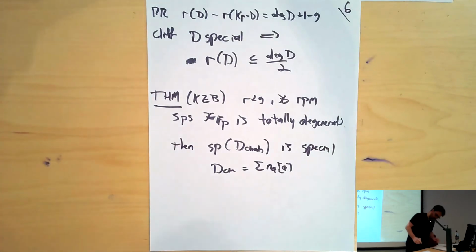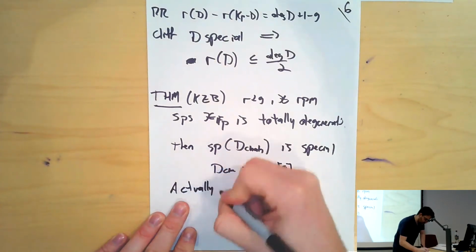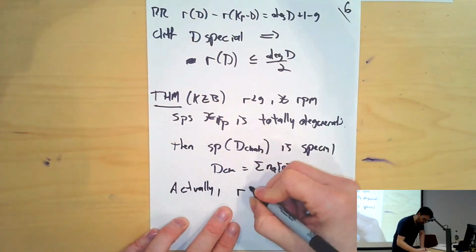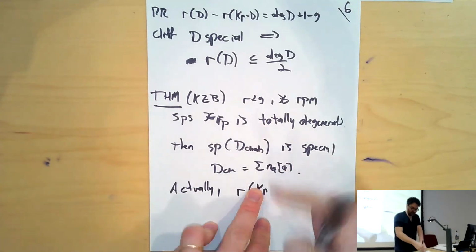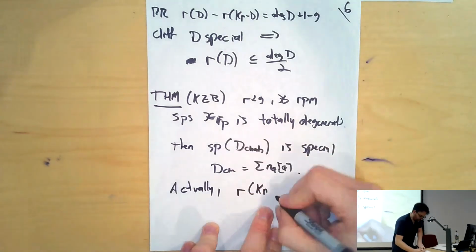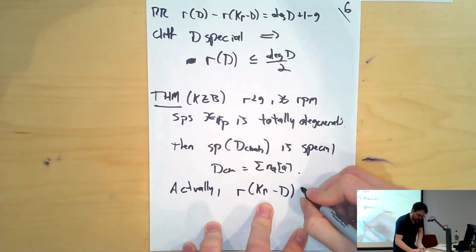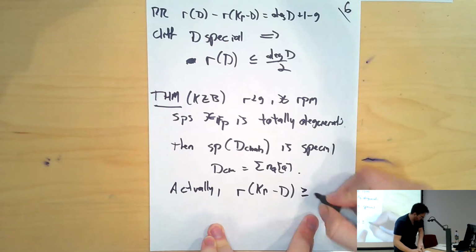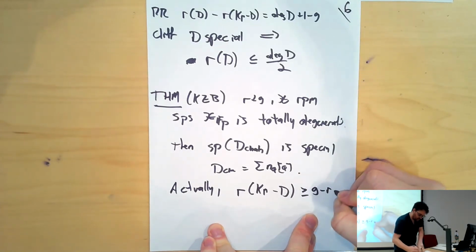Okay, good. And actually, we show that the rank of K gamma, remember gamma is the dual graph of the special fiber. So it's not just special, it has the same lower bound from Stoll's proof. It's at least G minus R minus 1.